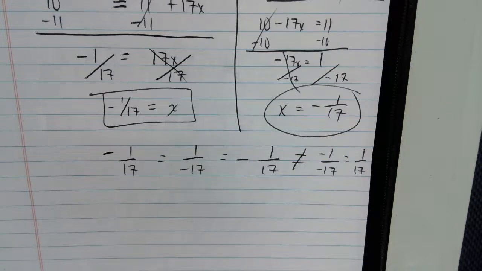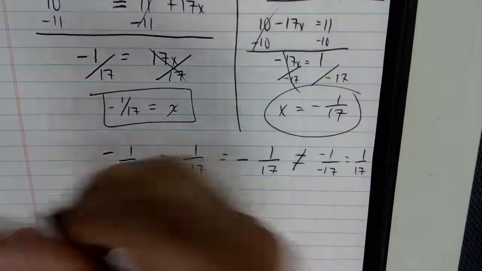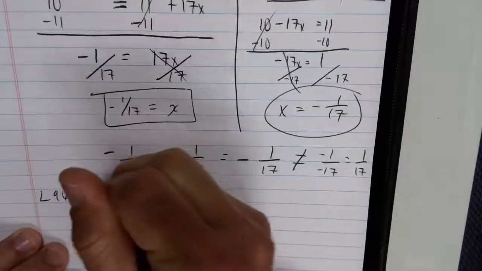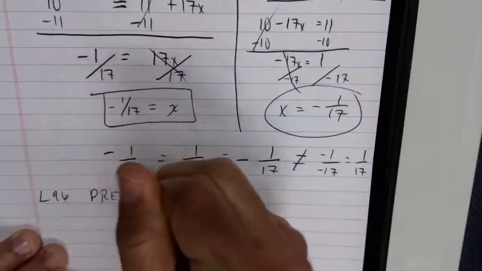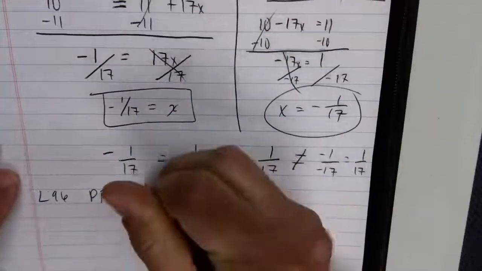We got about 4 minutes, so I'm going to give you a preview of lesson 96, and then we'll do more of it in 2 days instead of 3. So, lesson 96 preview.